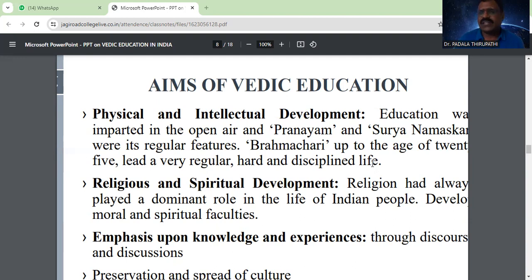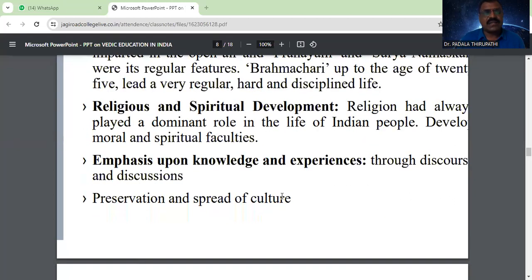My dear friends, remember. The second most important aim of Vedic education is religious and spiritual development. Religion has always played a dominant role in the life of Indian people in the Vedic period, and also nowadays. And my dear friends, the development of the moral and spiritual faculties also. And the next one is the emphasis upon knowledge and experiences. Through discourse and discussions, the knowledge and experience expanded among the peers and along with their teachers.